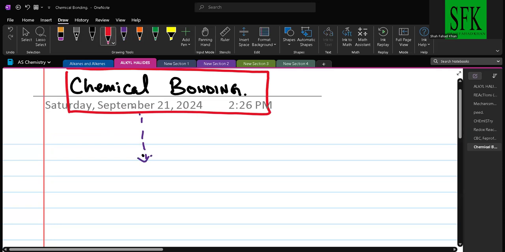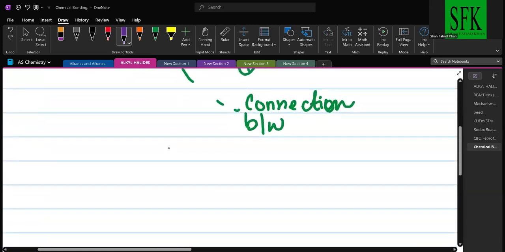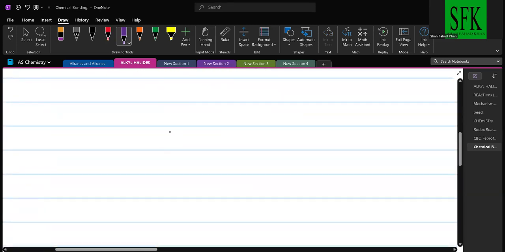Chemical bonding, by definition, as the name says, bonding, is a type of interaction or a type of connection between chemical substances. The connection between chemicals. All right. So bonding means a connection between different chemicals.